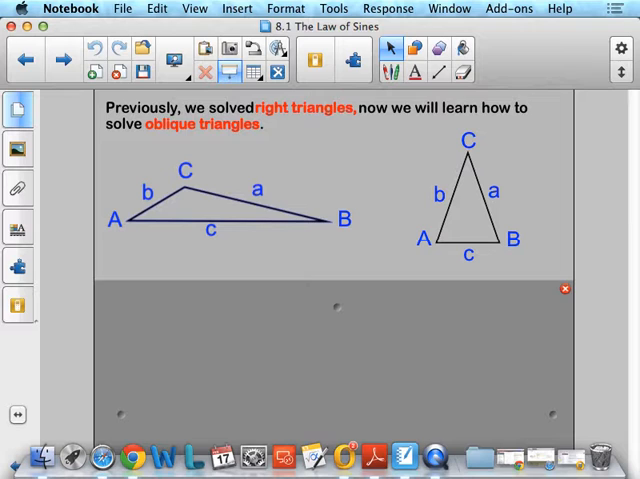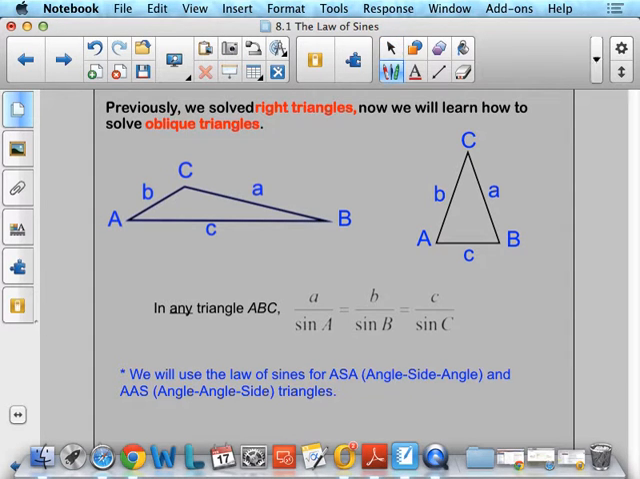Okay, so the formula that you need for law of sines is this formula right here. So a over sine of A is equal to b over sine of B is equal to c over sine of C. Even though it's 3 separate fractions, you don't have to use all 3 fractions. You can only use two at once. So I can say a over sine of A is equal to b over sine of B.